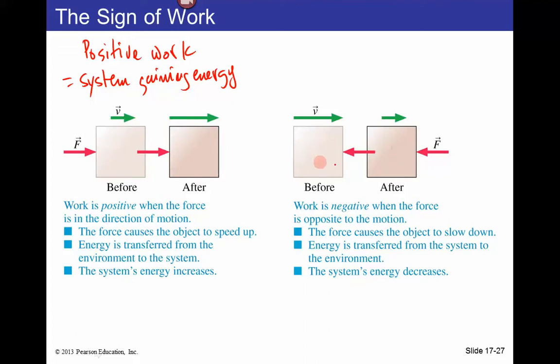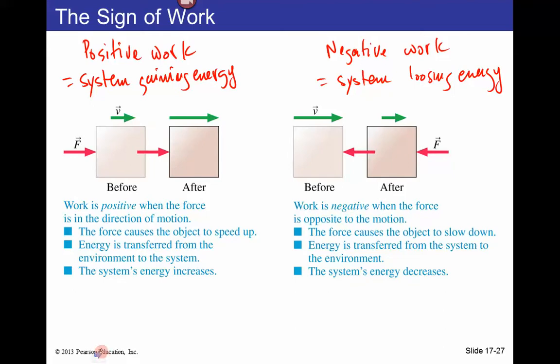On the other hand, a negative work here means the system is losing energy. For instance, you have a box with some kinetic energy and there is a force that is opposing the motion, so slowing down the box. So therefore the box is losing energy. So negative work equals system losing energy. Okay? So when the work is negative, the system loses energy. When the work is positive, the system gains energy.